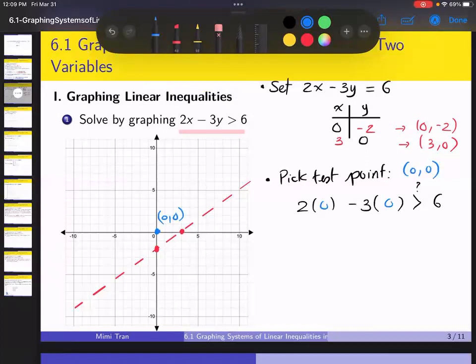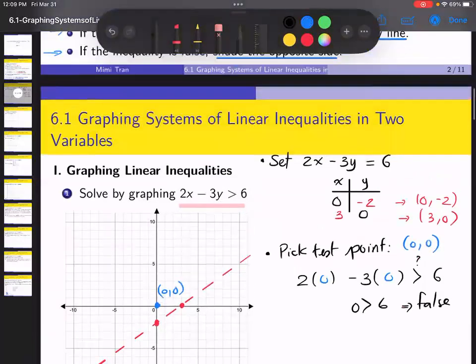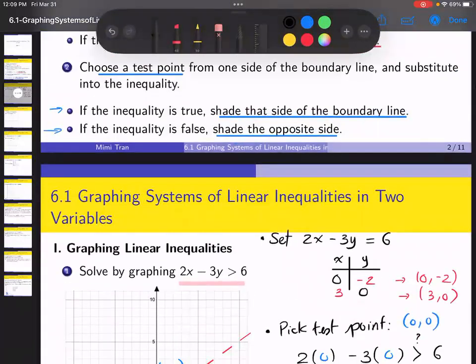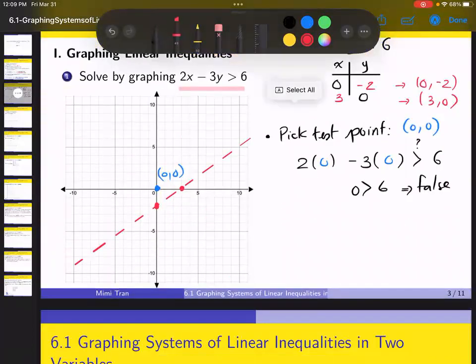Is 0 greater than 6? No, right? It's false. So what does that mean? It doesn't have to be 0. Any point that you pick on the above side will be false. So that means my solution is on the opposite side. Like I said, if the inequality is false, you shade the opposite side. So I shade this side. That would be my solution.